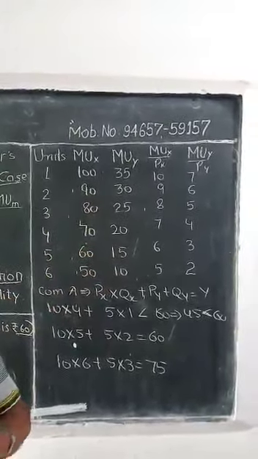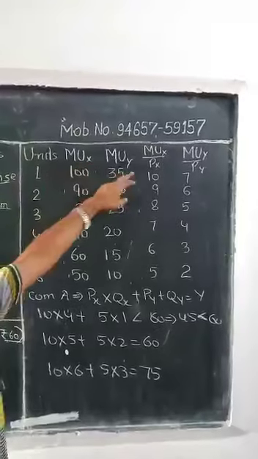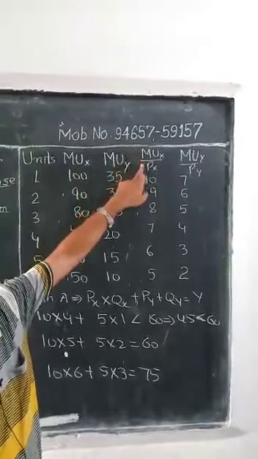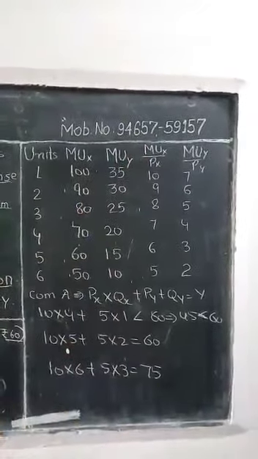I hope you are getting it. Then next is the equation: marginal utility of x divided by price of x. So this was the equation.